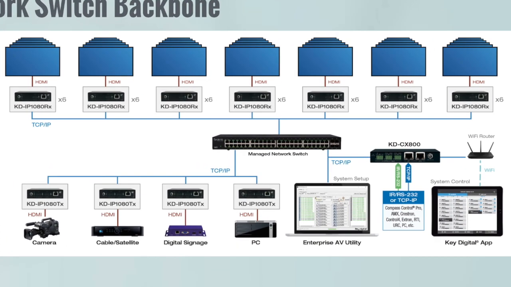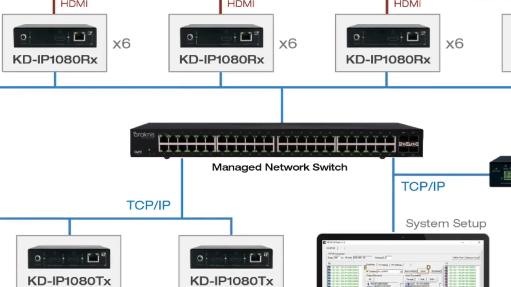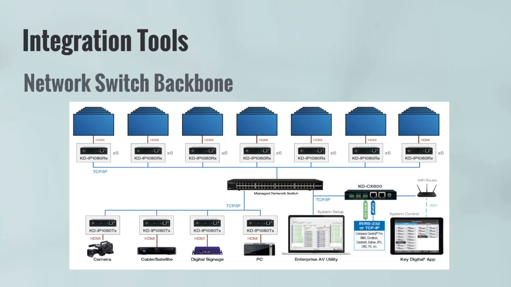KD-IP1080 and KD-IP922 use managed network switches as the backbone of their system. Again, every video source just requires an IP1080Tx, every video display requires an IP1080RX, and they will all plug into your network switch. If you have greater than 48 or 50, 52 ports, as some network switches have as their maximum, then your network switch should have a fiber link port. You want to reach out to Key Digital's technical support for more information about what network switchers will be recommended you use.